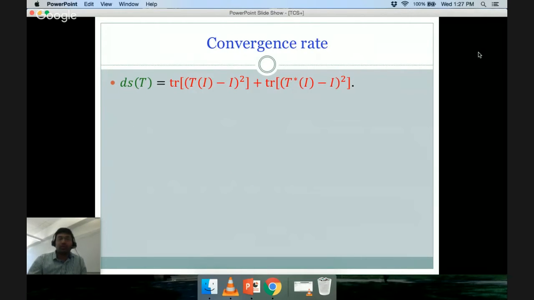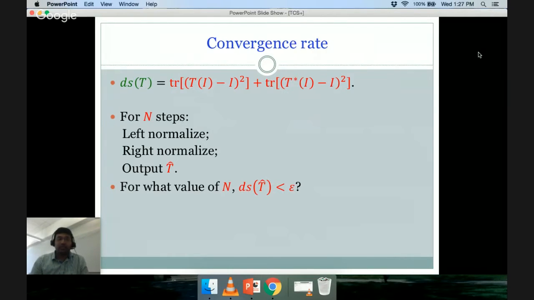Okay. So to present the analysis of the convergence rate, again, I'll define some distance to being doubly stochastic. You can choose any distance. We'll choose this: trace of (T(I) minus identity) squared plus trace of (T star(I) minus identity) squared. If T is exactly doubly stochastic, this distance is 0.